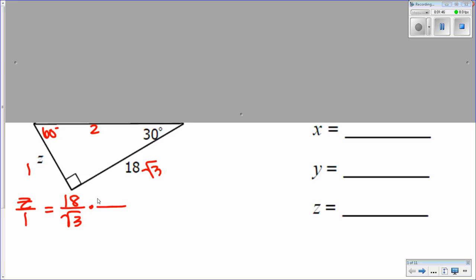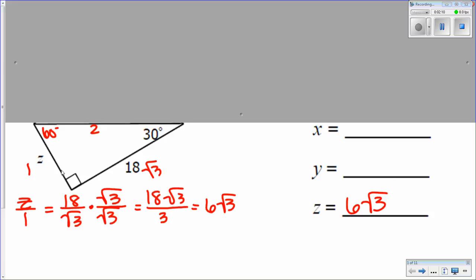To rationalize, you always multiply by the radical in the bottom. So multiply by root 3. 18 times root 3 just gives you 18 root 3. On the bottom, root 3 times root 3 is root 9, which is 3. Always check if you can simplify it. 18 over 3 does in fact divide, so this gives you 6 root 3. So I'm going to fill that in on the line where it goes.